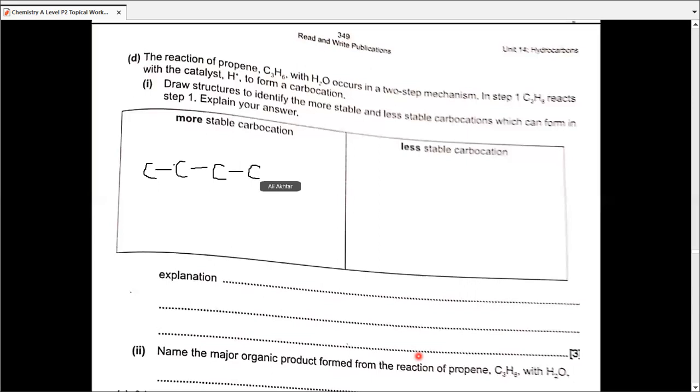If there's some question that is open-ended for the student to choose whether to draw the displayed formula or the skeletal, there are some questions which are bound with one specific type of structure.